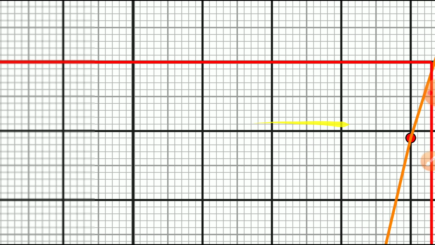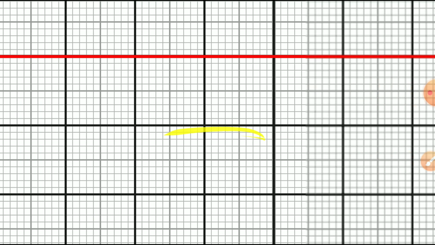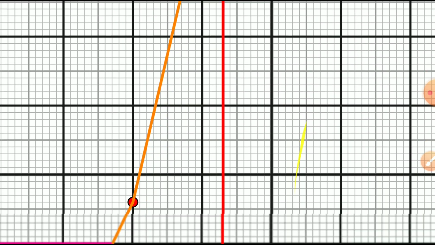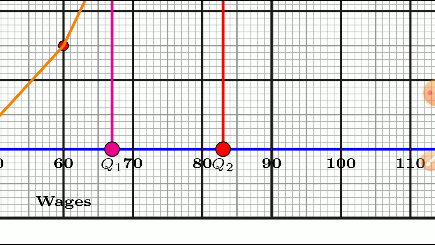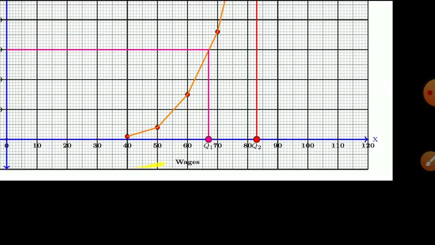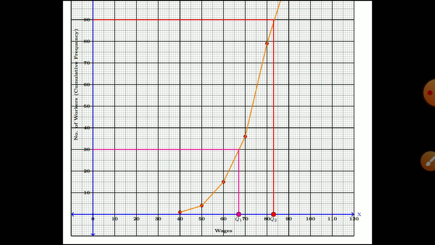So see, at a cross point we draw like this. In this way we have to find these quartiles. This is q1 and this is q3, the third quartile we are finding. So this is the way to find the quartiles from the given Ogive curve.